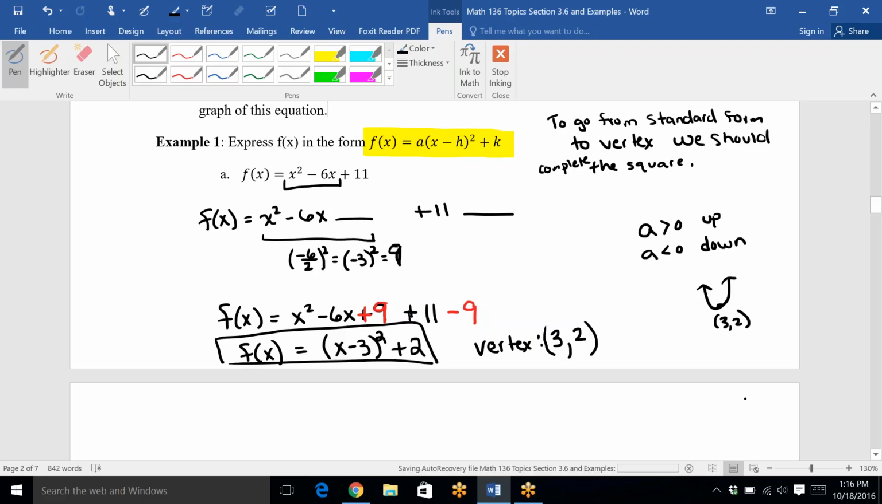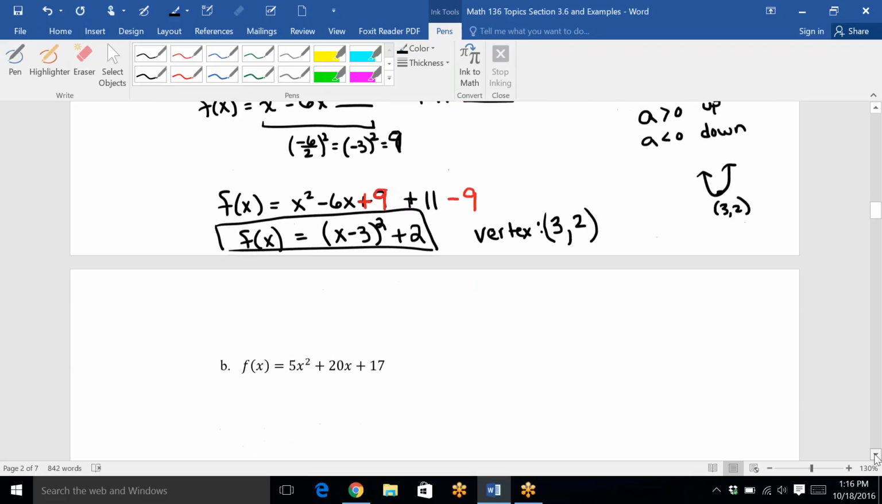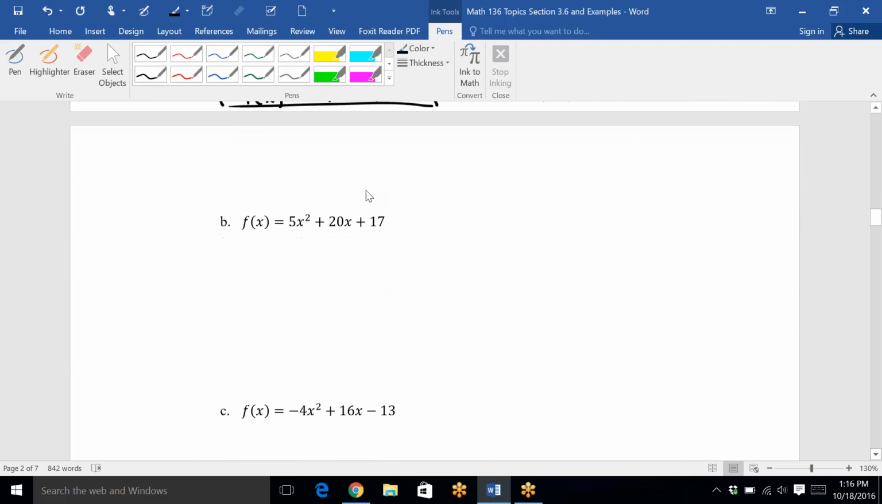Okay, let's do one more. Let's do one where we have, or maybe two more. Let's do one where we have a number out front that is not a 1. So for example, b. In part b, again, we're separating this out to complete the square where we keep the x's together and we move the 17 a little bit behind it so that we don't focus on that right away. So I'm going to keep the 5x squared and the plus 20x, and then I'm going to leave myself a blank, plus 17, and then I leave a second blank to counterbalance that.